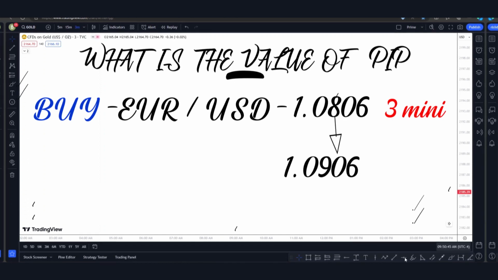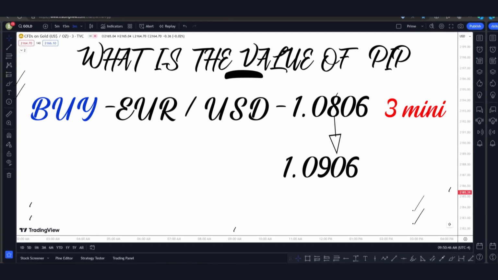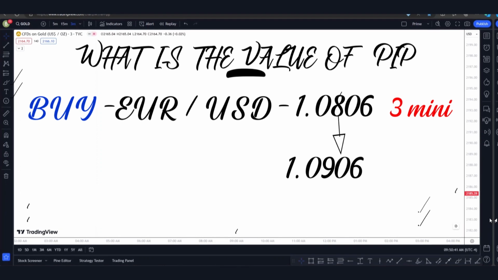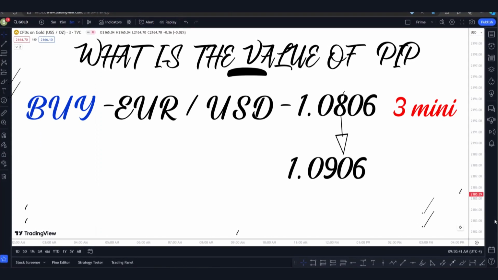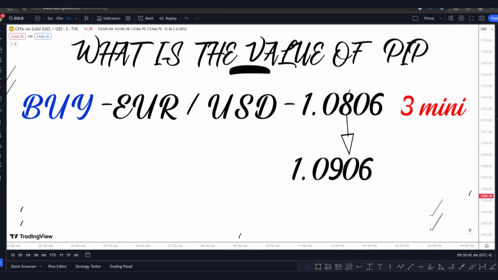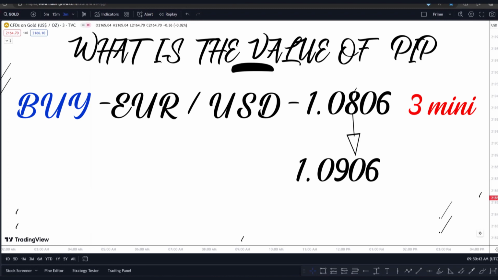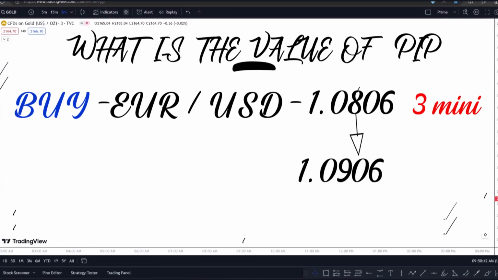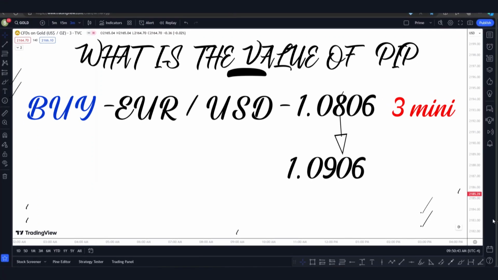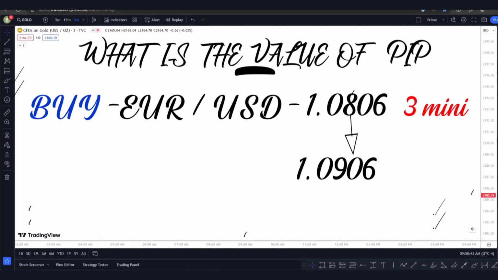So we buy the euro dollar at a price of 1.0806 and it went up to 1.0906. You remember what a mini lot is? A mini lot means you are trading 10,000 units of a certain currency. So if you are trading 3 mini lots, you are holding or trading 30,000 units of a currency. Now again, a mini lot is worth $1 per pip, meaning that any pip movement that will happen on the market when you are trading a mini lot is equal to $1 per pip.